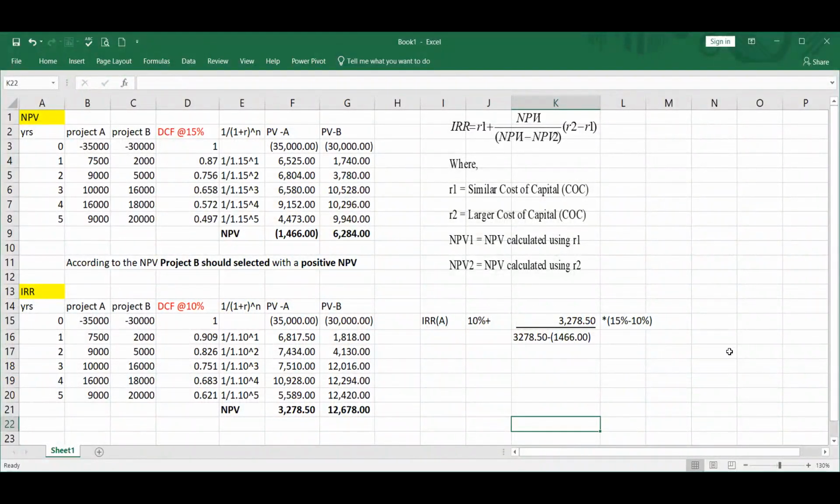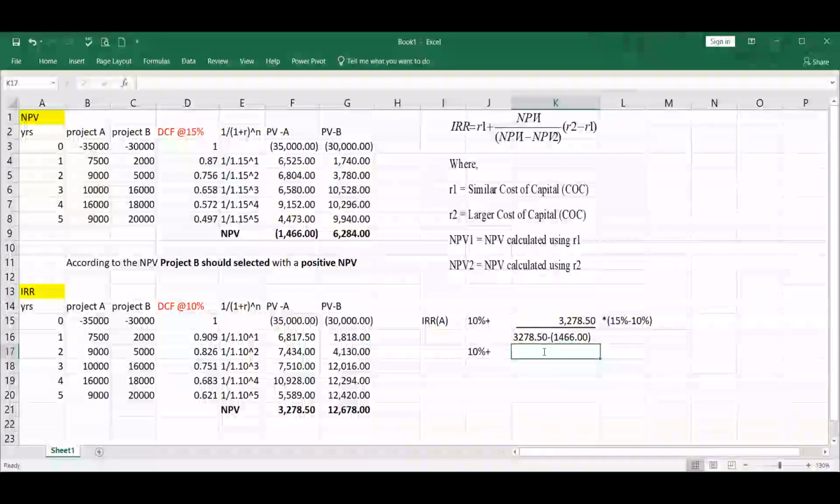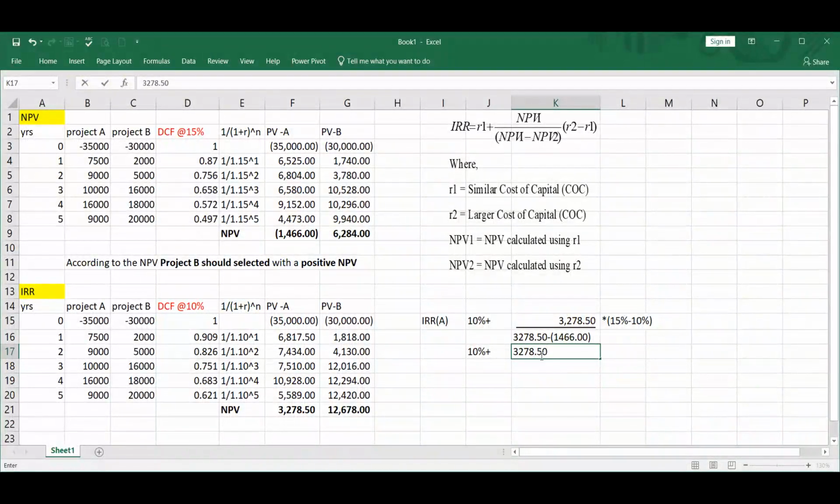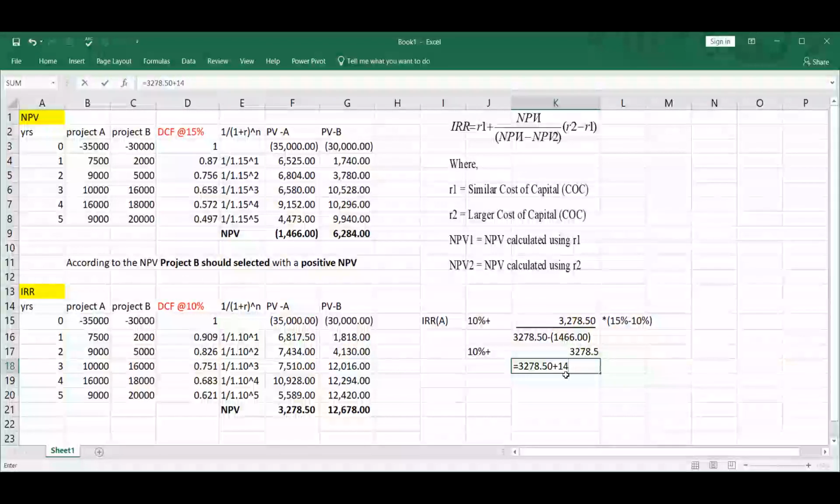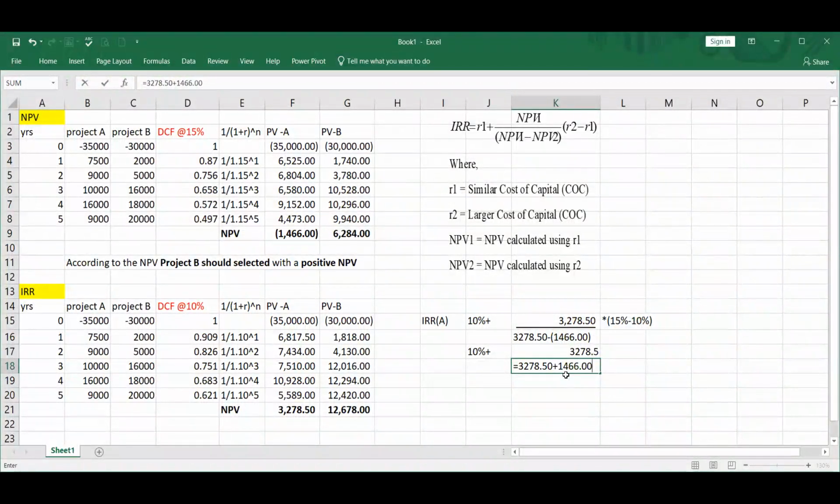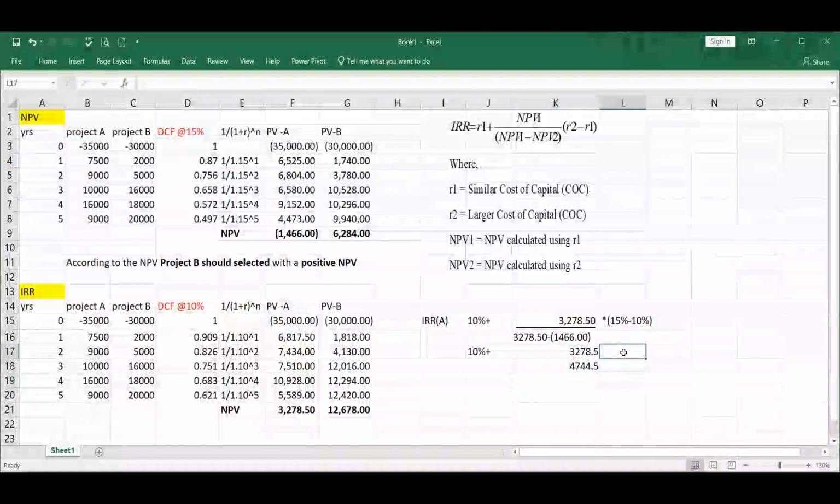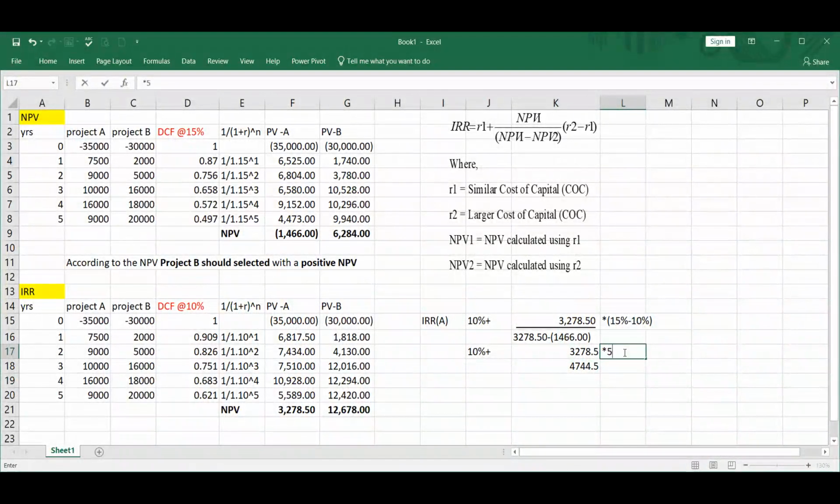Finish. Now tell me the IRR rate. Find it. What is it? So which means 10% plus 3,278 and 50 cents divided by 3,278 and 50 cents minus, we know it will become plus, so we have to add 1,466 without cents. And we have to multiply it with the change, that is 5%.